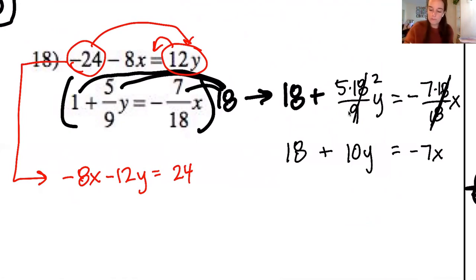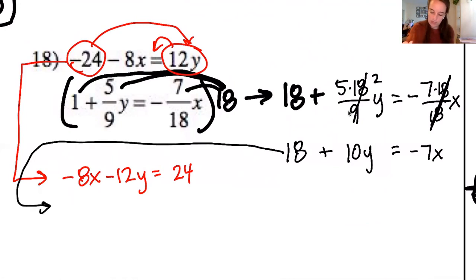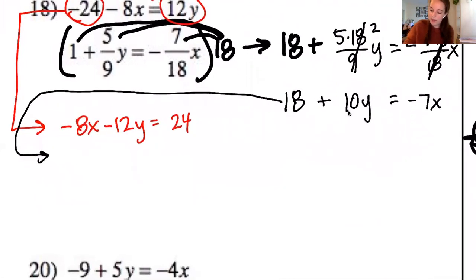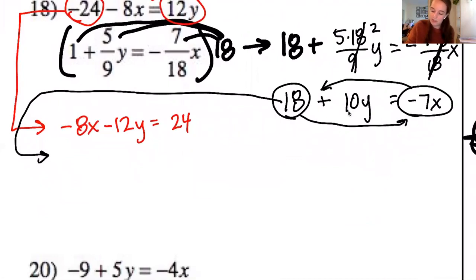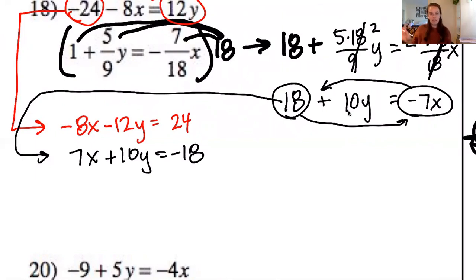So that's my red equation. The black equation is going to go right here. I'm going to go ahead and move the 7x to the other side, the 18 to the other side. So I'd have positive 7x plus 10y equals negative 18. Okay, we've gotten rid of our fractions and we've rearranged it. And now's the time when I'm like, okay, I need to get the y's or x's to cancel out.